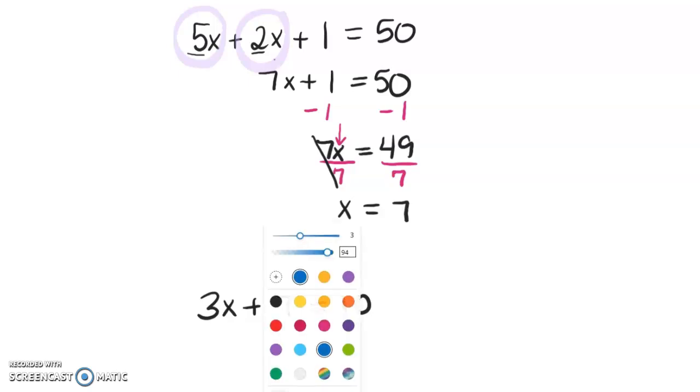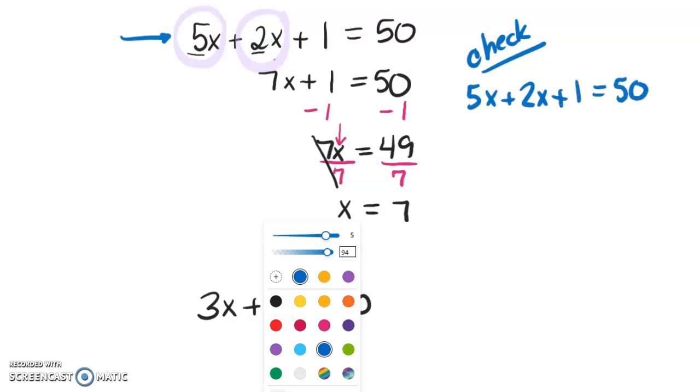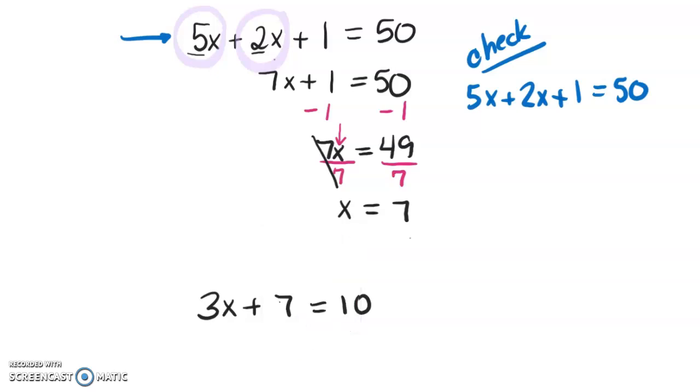Then I'm going to check my work. And so I'm going to say check over here. I go back to the original. The original is 5x plus 2x plus 1 is equal to 50. And wherever I have an x, I'm going to put a blank spot. And in place of that blank spot, I'm going to put my proposed solution. My proposed solution is 7. And I'm going to make sure that the left side is equal to the right side.